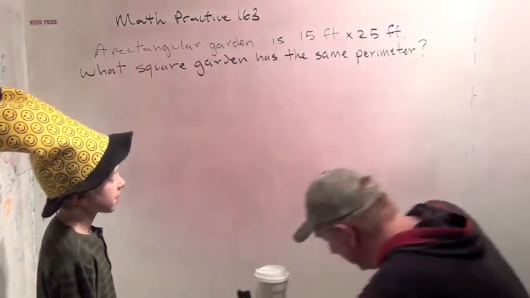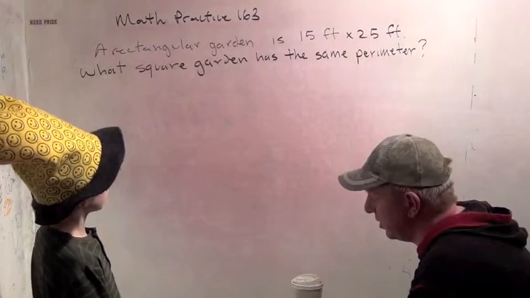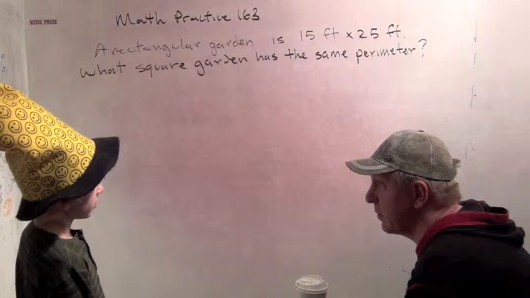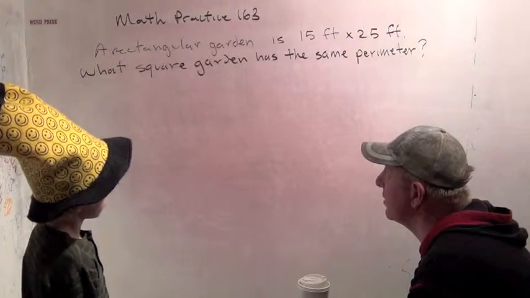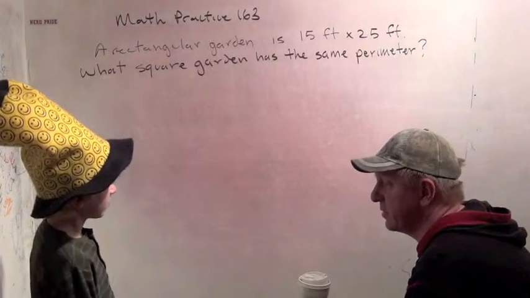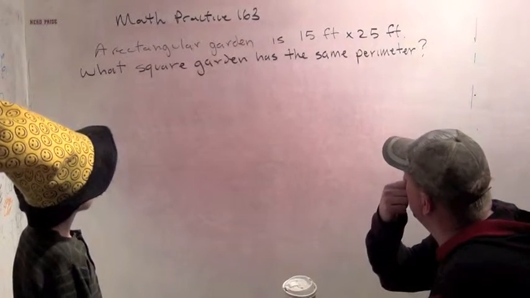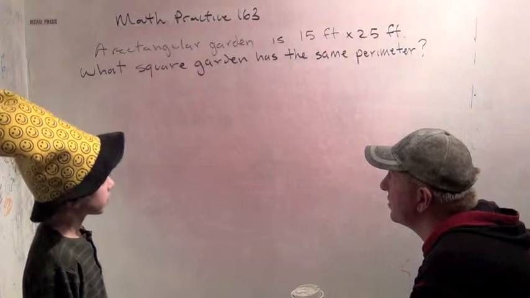Math Practice number 163. Okay, we are almost done with this section in Beast Academy. Well, we got one more section after this. This one's been all about squares, and now we're moving on to some last problems about squares. So here we go. Hopefully we'll finish this week.